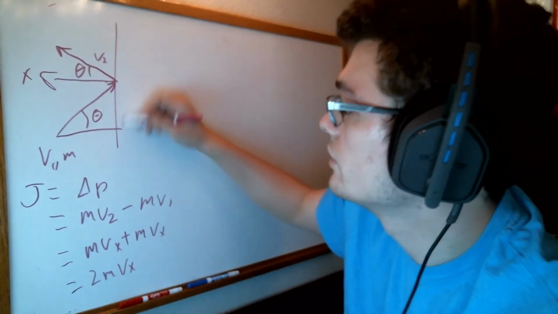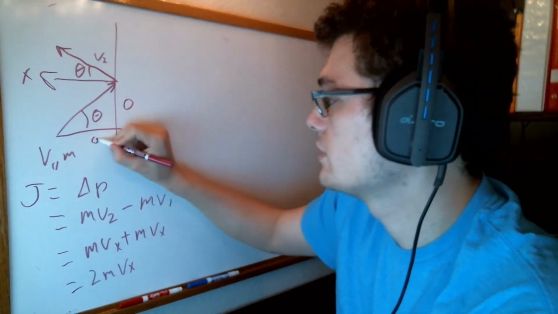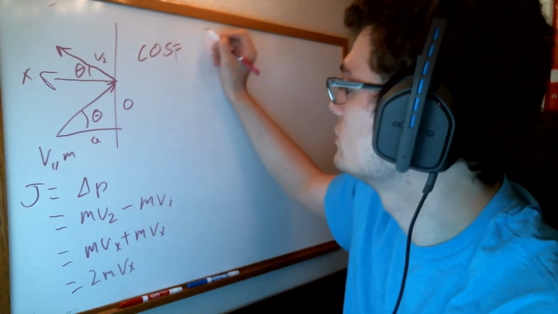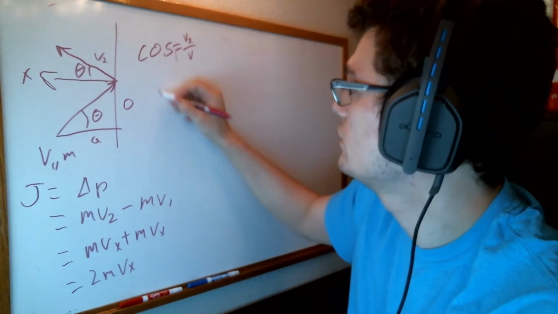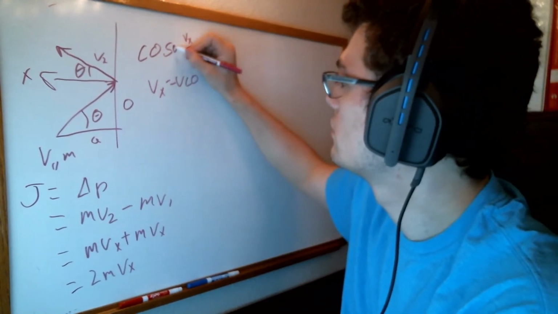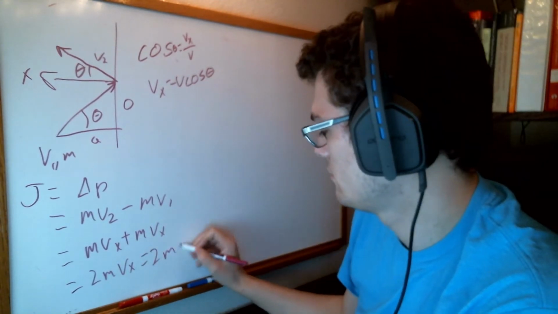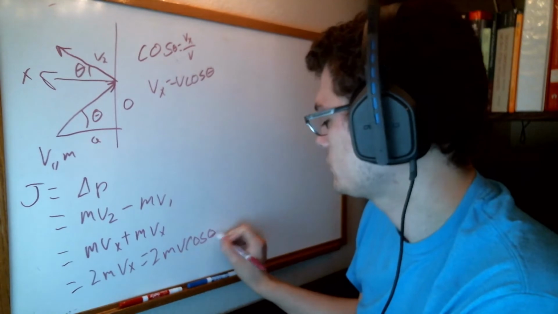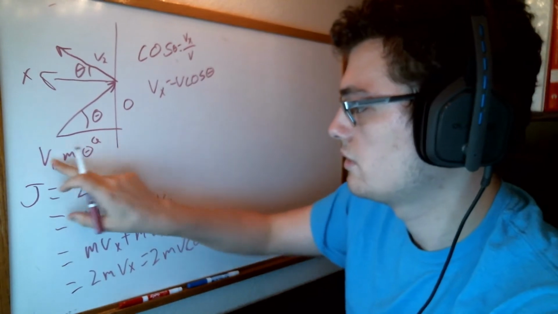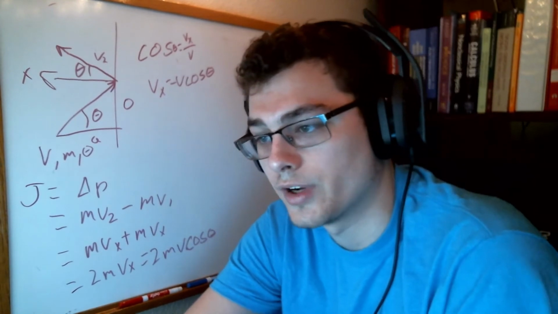And then all we have to do is use our trigonometric functions. This is going to be our adjacent over hypotenuse, so we use cosine theta. So cosine theta is equal to Vx over V. So then Vx is equal to V cosine theta. So now this is a function of m, v, and theta, and we now have what our impulse is, and then we'll just plug in our numbers from there.